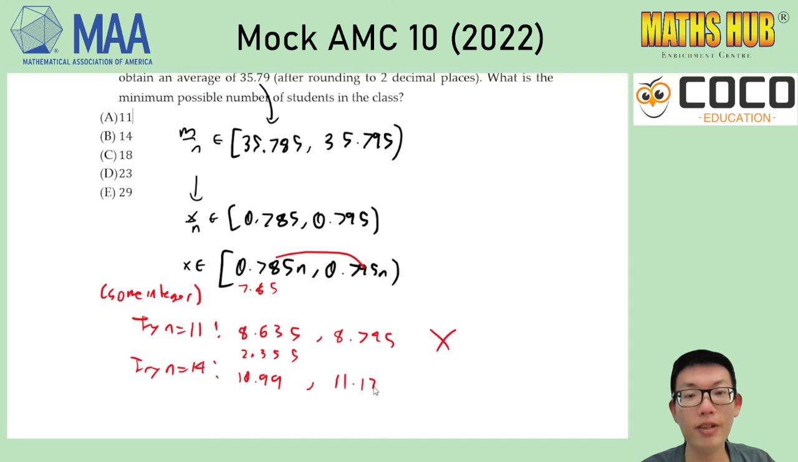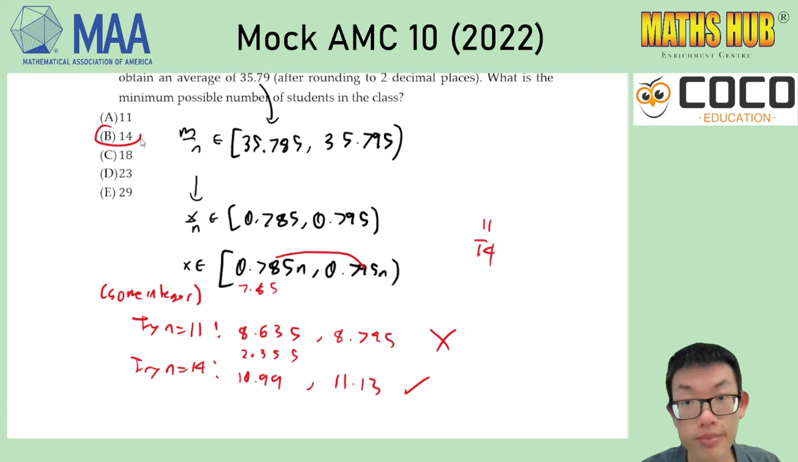Plus 0.14, 11.13. Okay, so it works because you can take x is 11 over 14. And that's good enough.